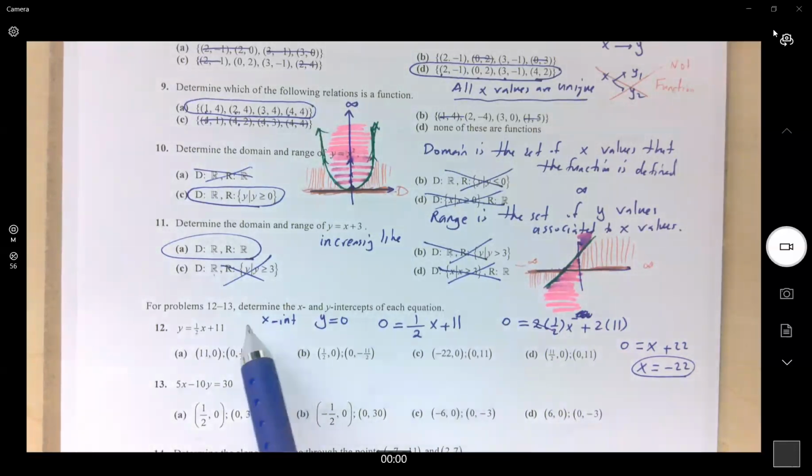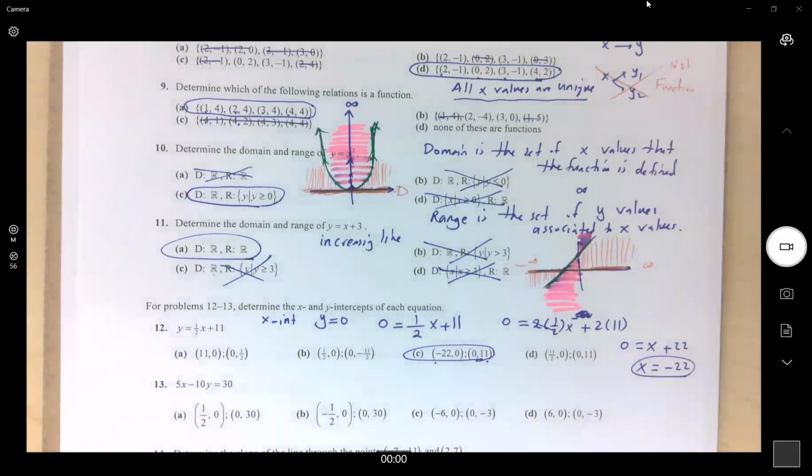Well, finding y-intercept is super easy. If x is equal to 0, y is 11. So -22 and 0, 0 and 11. This is our answer.